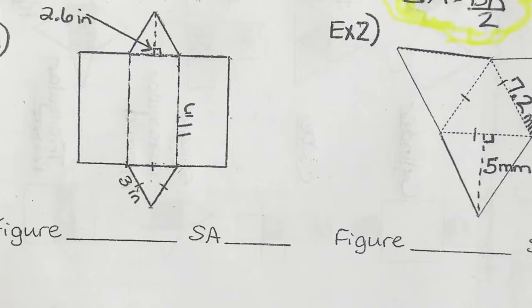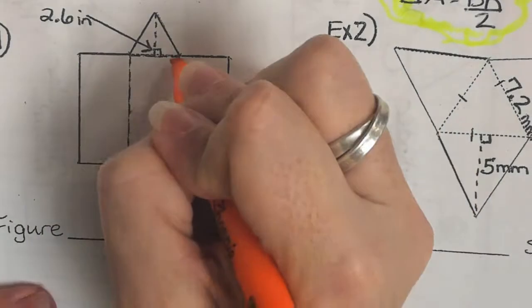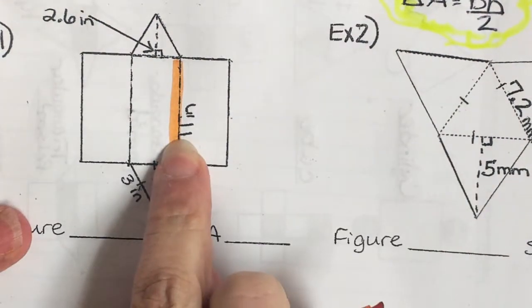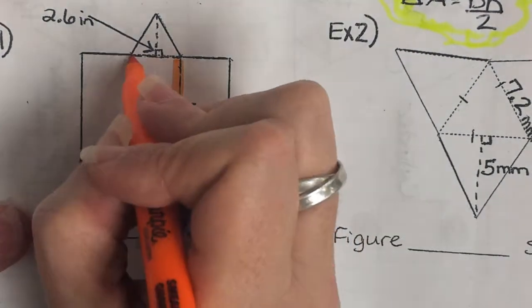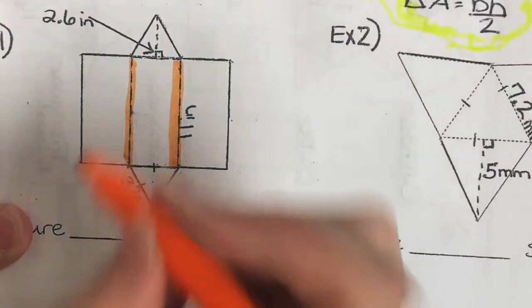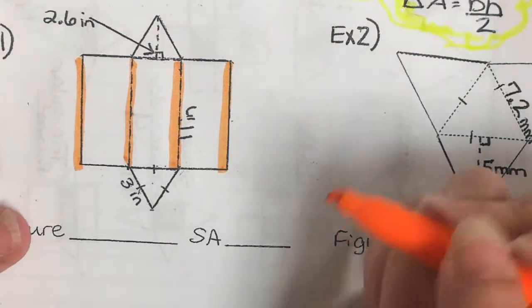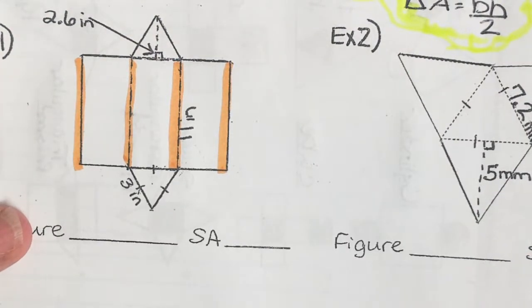Okay? And I need you to start seeing some things. When you look at this rectangle, what is that wall? 11. So what is this wall? 11. What is this wall? 11. And that wall? 11. Do you see how they're the same going all the way across? Because sometimes you got to look at that stuff.